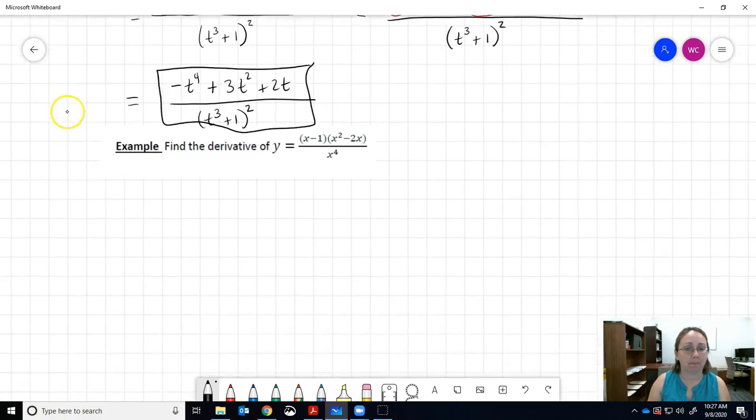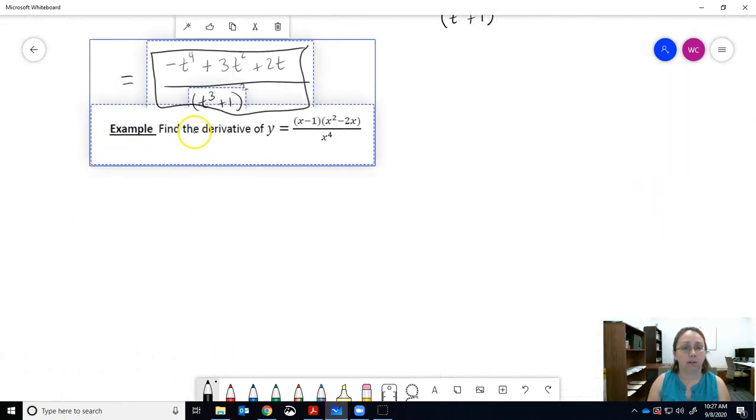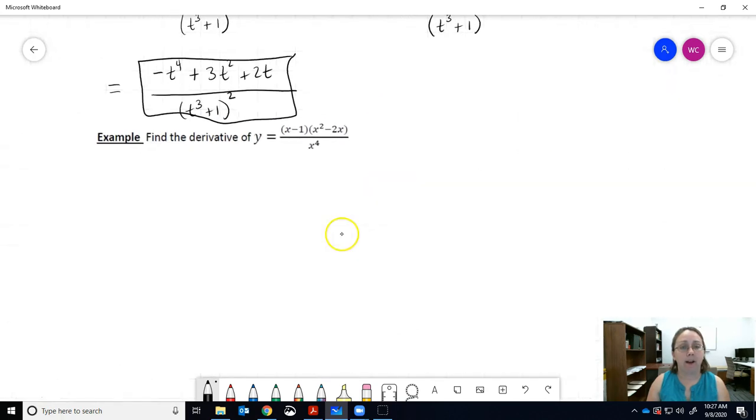Let me show you another one. Find the derivative of y equals, wow, look at that mess. Does that look like fun? All right, so when you look at this, you should see there's a quotient. But then you should stop and ask yourself, do I have to use the quotient rule here?